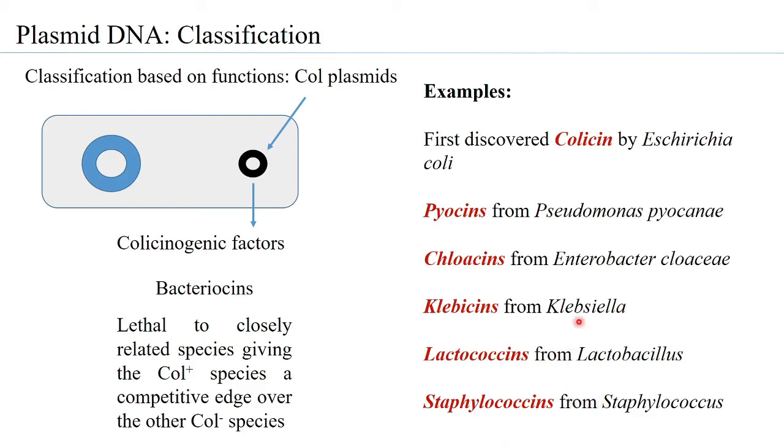Interestingly, the name of the bacteriocin is related to the name of the species per se. So that is how they have been named, but they are all bacteriocins. So pyocins can affect the growth of other Pseudomonas which do not have the Col plasmid. Cloacins can effectively hinder the growth of Enterobacter that does not have the Col plasmid. So effectively, Col plus bacteria can kill Col minus bacteria thanks to the fact that they are able to secrete these toxins.